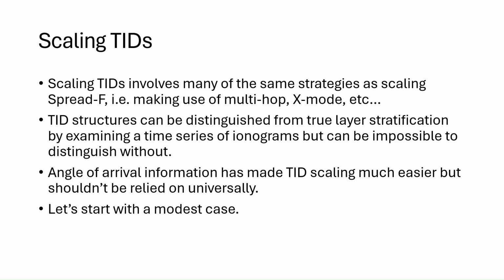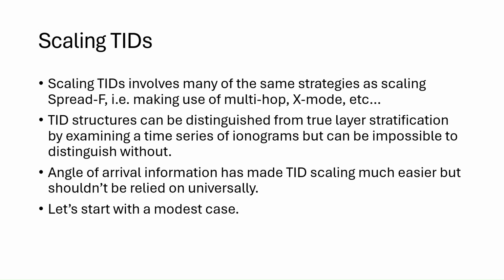It's one of the reasons why autoscaling tends to have a very, very hard time with the foF1, because you need other information to be able to discern or separate this out from foF1, or these wiggles that you get in the ionograms. Typically with TIDs, we employ similar strategies to what we do with spread F, but the easiest way to identify them and to try and deal with them is to look at a time history of ionograms. This is particularly important when we're starting to deal with trying to distinguish foF1 from a TID bump.